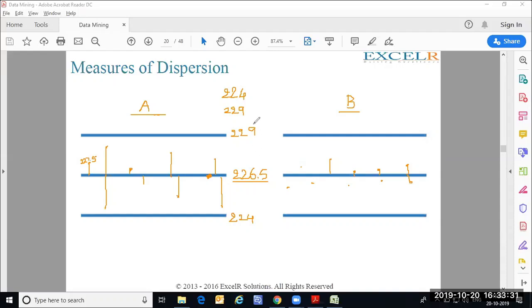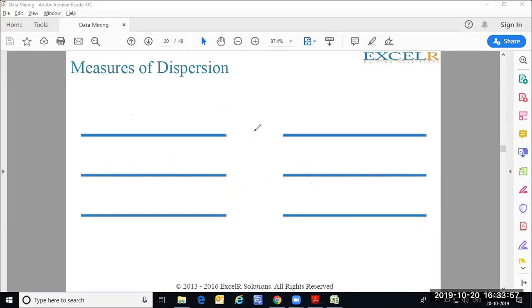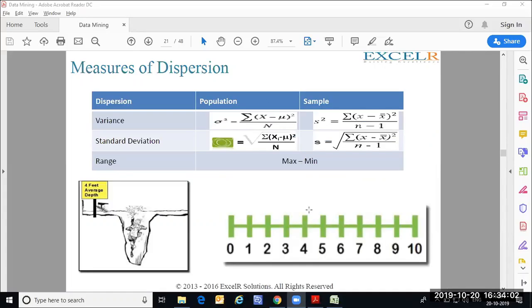Yes, of course. I'm taking just an example, as the mean will be 226.5. Obviously, when you're comparing between two samples, the spread also will be varying, right? And similar to measures of central tendency, we have three different measures of dispersion, or the spread, or the variance.